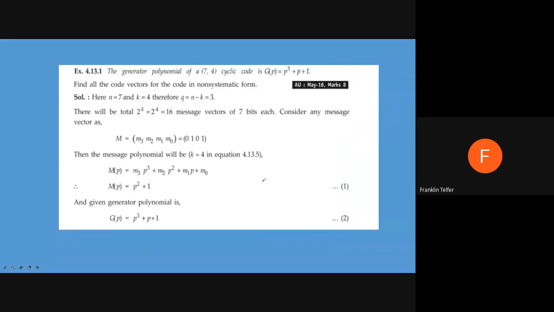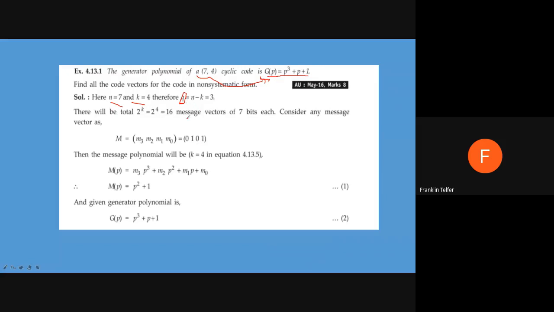Let us take this problem. The generator polynomial for a (7, 4) cyclic code is given. Sometimes they may give the G(P), or they want you to find all the code vectors in non-systematic form. We have seen systematic and non-systematic in the previous class, so we go for non-systematic form. Let us take n as 7, k as 4, and q is n minus k, so n minus k is 3.